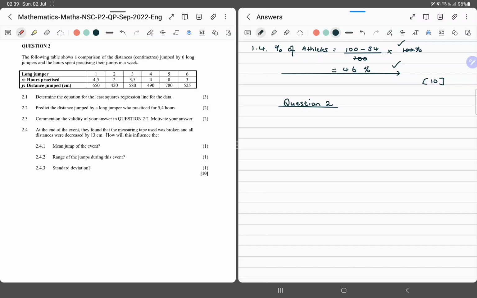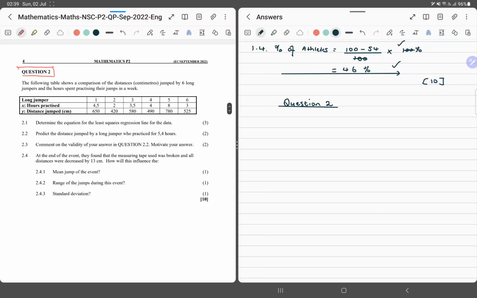Okay, so question 2, this is now grade 12 material, because here we do what we call bivariate data. There are 2 variables, x and y, all right? The following table shows a comparison of distances in centimeters jumped, we're still doing the long jump, by 6 long jumpers, and the hours spent practicing their jumps in a week. Now it says determine the equation of the least squares regression line. Okay, easy stuff. So we need to input our data onto our calculator.